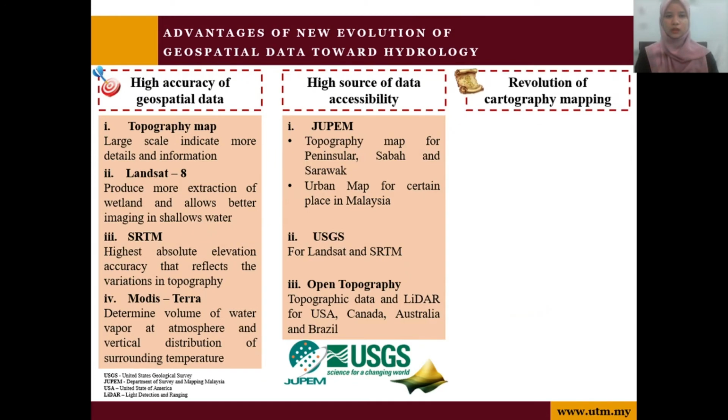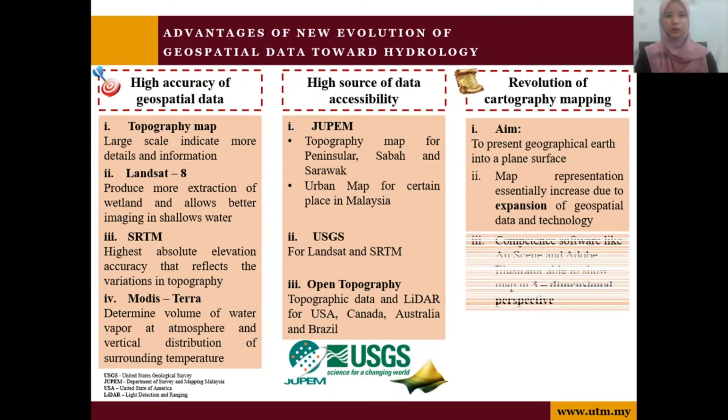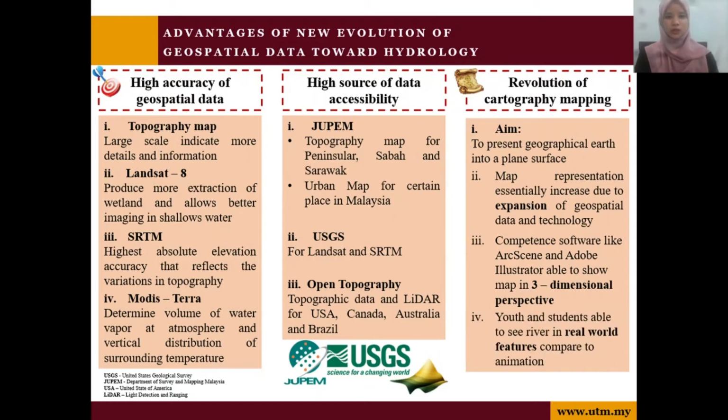Third advantage is it encourages the revolution of cartography mapping. Even traditional and modern cartography mapping have the same aim, which is to present the geography of the Earth onto a plane surface. However, the map representation has essentially increased due to the expansion of geospatial data and technology. Moreover, with computer software like ArcScene and Adobe Illustrator, it is able to show the map in a three-dimensional perspective. Here, users and students are able to see the river as real-world features compared to an animated interpretation.